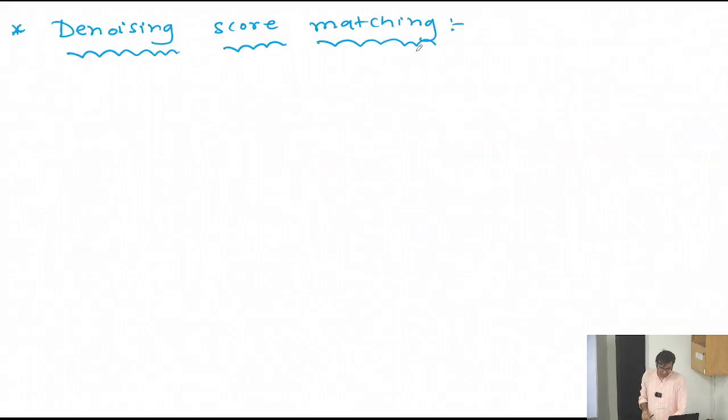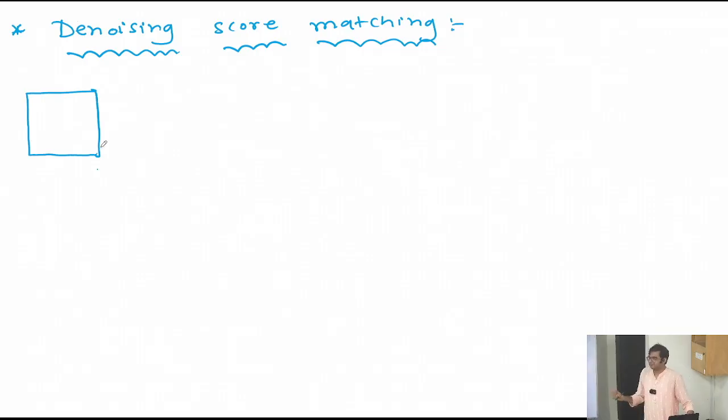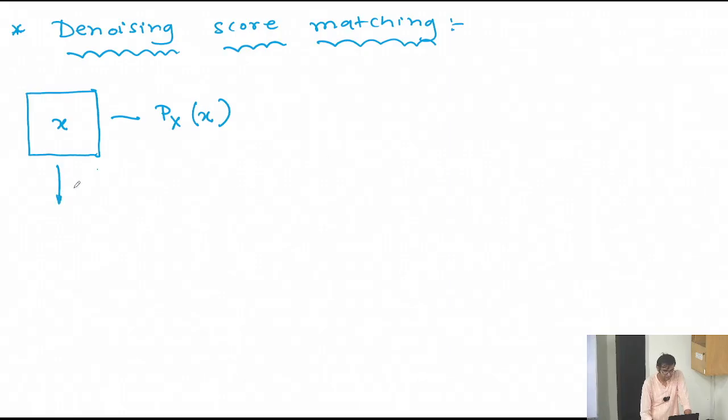What we are doing is as follows. I have, let's say, some image, some flow field, some dog, some cat, whatever is closer to you. This is a sample X, let's call it, and this is a sample from p(x). What you do is as follows: you take it and add noise.